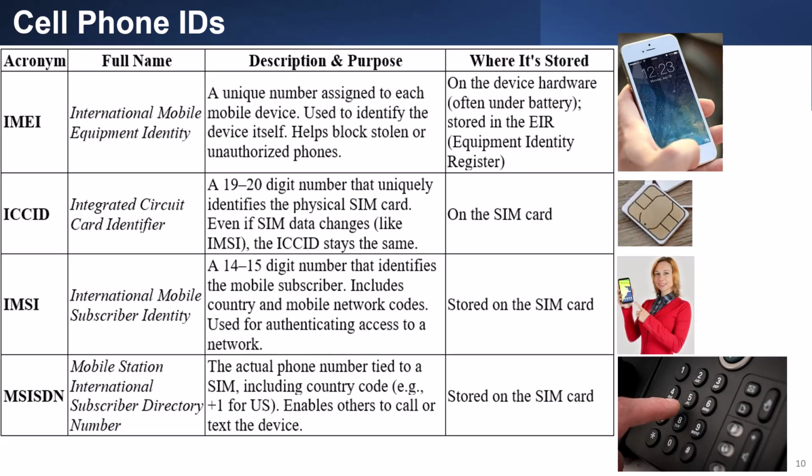Here is a table describing the various cell phone IDs. The International Mobile Equipment Identity, or IMEI, is used to identify a unique number for the phone itself, which can be used to help block stolen or unauthorized phones.